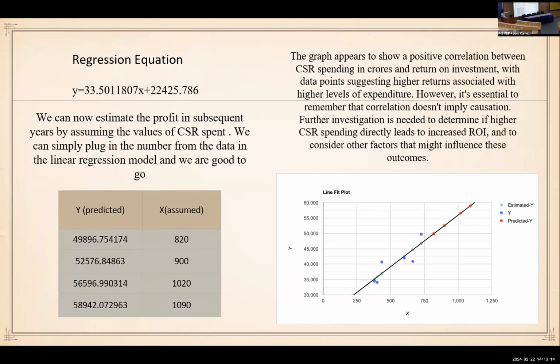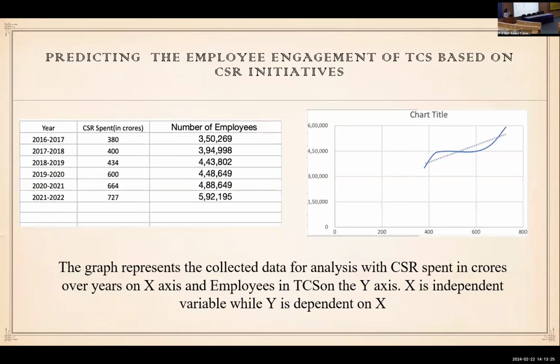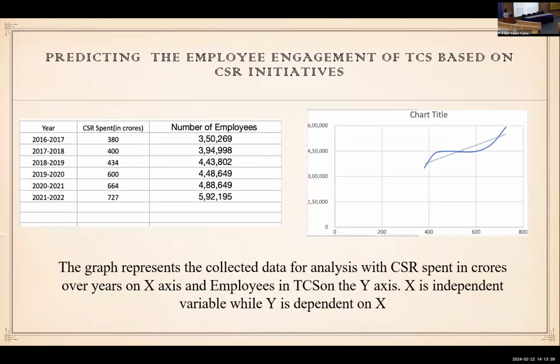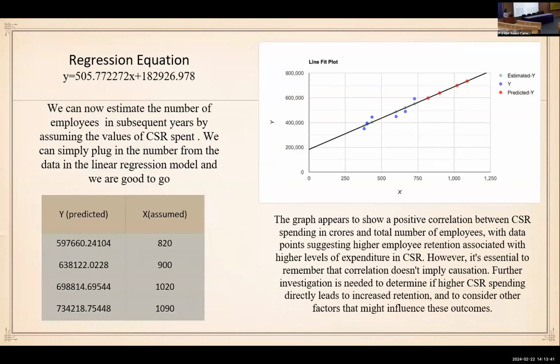The plot on the right hand side is a straight line plot between the values here and the ones which I have predicted. Similarly, this is for the employee engagement in TCS. This is the data which I have collected from their website, the annual report which they publish every year. Similarly, these are the assumed values, for the purpose of comparison, and these are the predicted values of the employee retention.